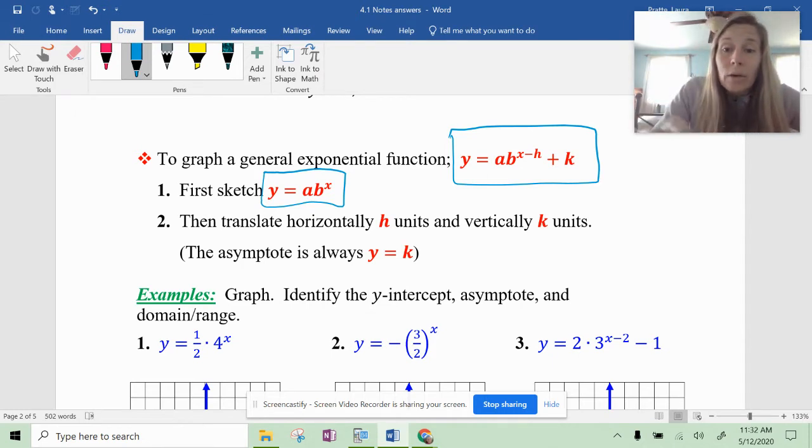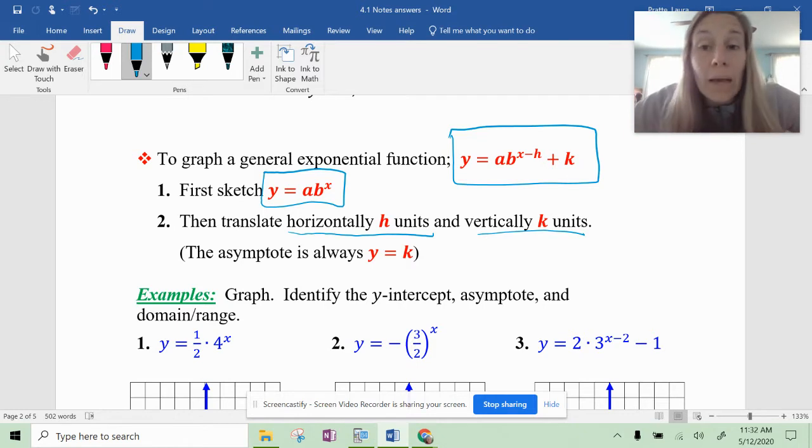Now that x value, if you subtracted something to it, kind of like when we're doing vertex form and quadratics, that would shift the graph horizontally. And then if there's a number at the end, that will shift it vertically. So of course, when those values are positive, it would shift them to the right or up. If those values are negative, it would shift them down or to the left. And the asymptote in those cases will move according to that k value.